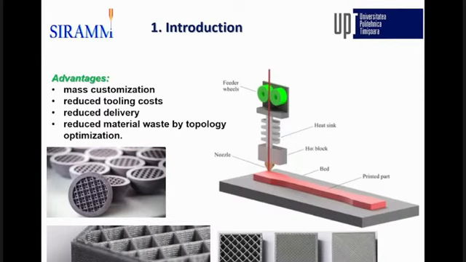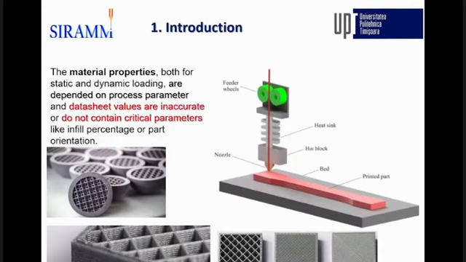Advantages: mass customization, reduced tool cost, reduced delivery time, and reduced material waste through topology optimization. The material properties, for both static and dynamic loading, depend on process parameters, and the datasheet values either do not contain critical parameters like infill percentage or part orientation.